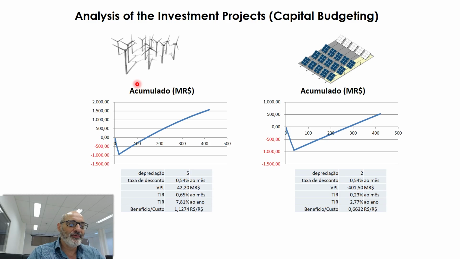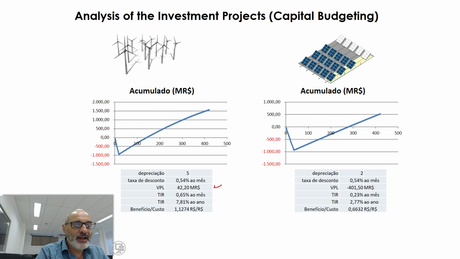This is the accumulated cash flow for the wind farm, the accumulated cash flow for the photovoltaic power plant. Okay, and these are the numbers. First, the net present value, positive 42 million reais, and here is negative. So let's put a mark. So the better one is here.